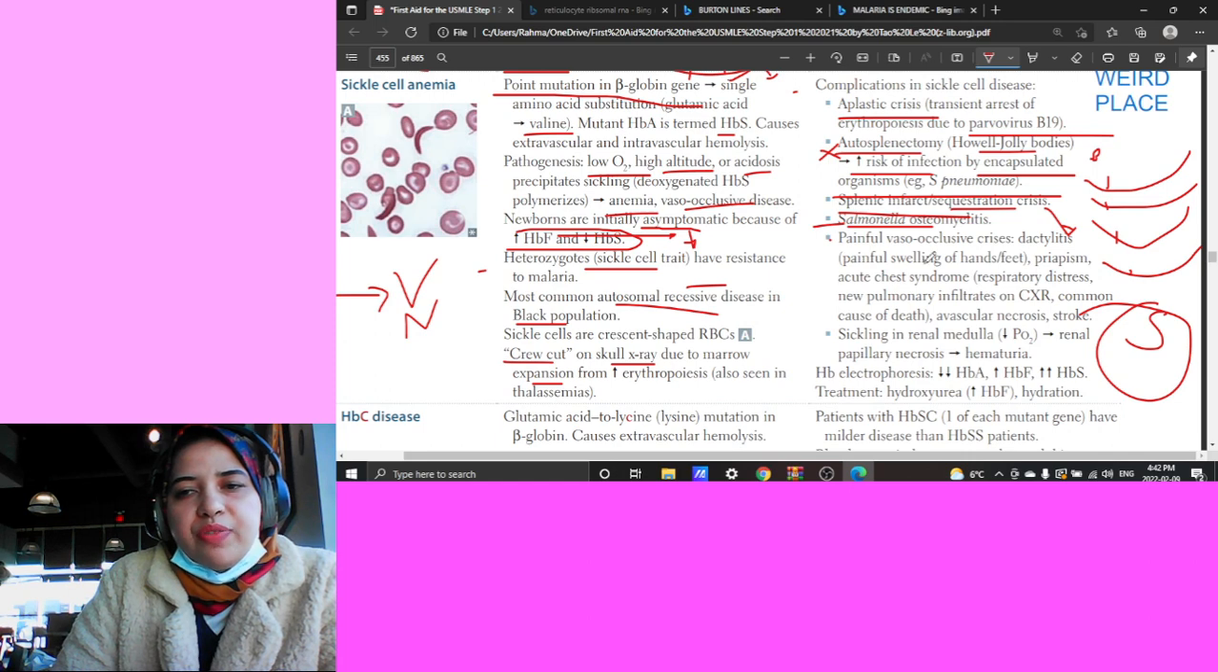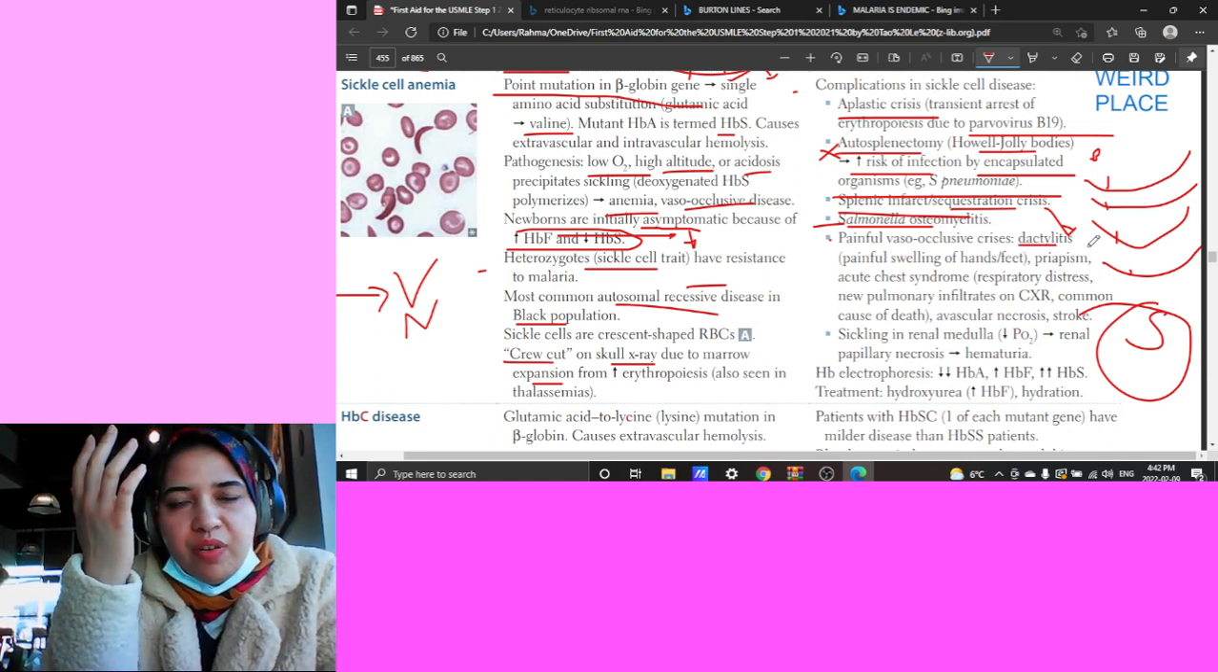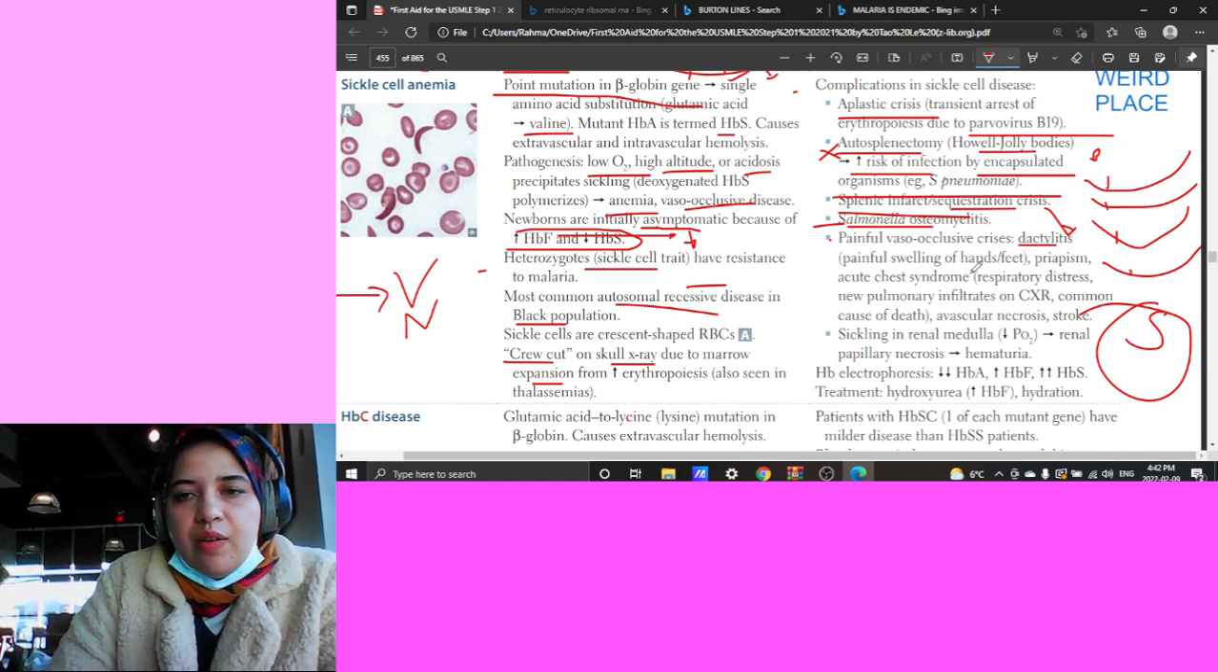Painful vasoocclusive crisis, which is dactylitis. Again, you're going to have microinfarctions in the hands and feet, so you're going to have swelling of the hands and feet. You're also going to have vasoocclusive crisis that happens in the penis. So that's priapism, which is a painful prolonged erection. You're going to have acute chest syndrome.